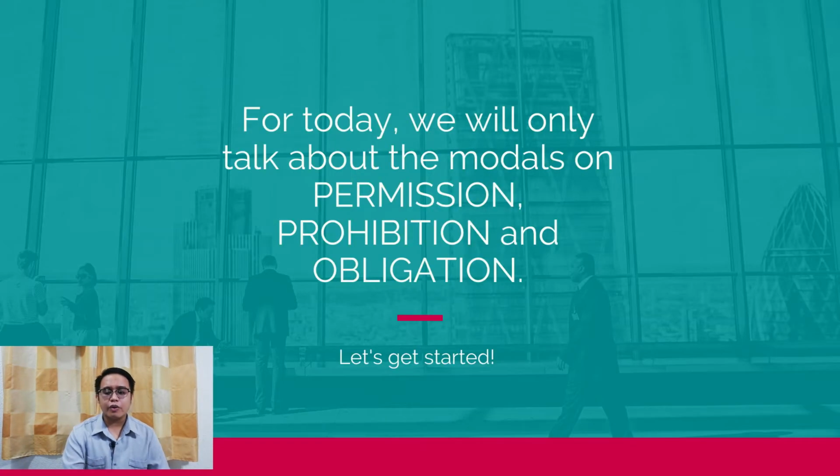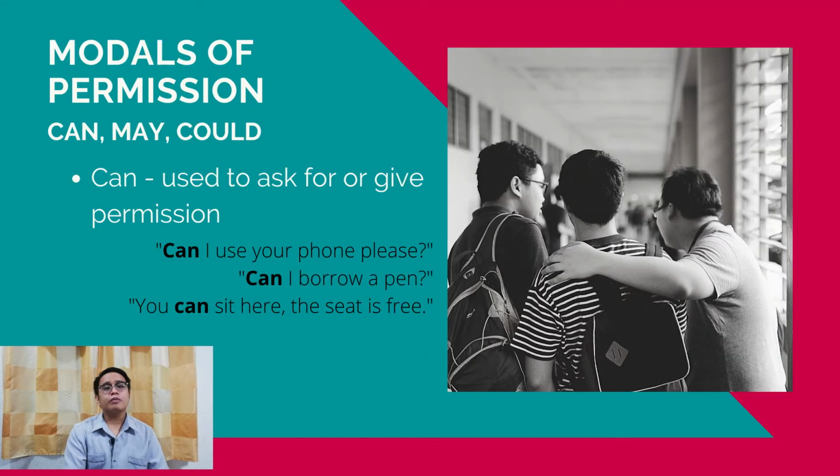But today we're only going to talk about 3. Okay? Only three usages of modals. So we have the permission, we have the prohibition, and we have the obligation. So let's get started. Now, our first modal that we're going to talk about is the modals of permission. And the modals of permission are the words can, may, and could. Now we are going to analyze each and every word.